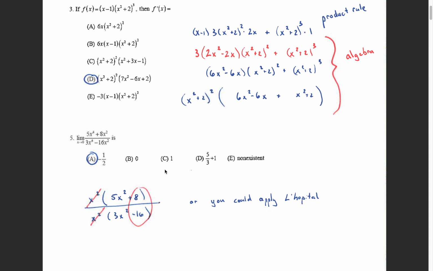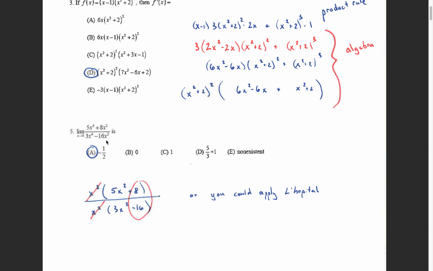Number 5, I'm looking for the limit as x goes to 0. In this case, you can either factor out an x squared, and then those x squareds are going to cancel, and then you can plug in 0 and just get 8 over negative 16. Or you could apply L'Hopital. Remember, L'Hopital is taking the derivative of the top and the derivative of the bottom. And again, you can't always do that, but you can do it when there's an indeterminate form, like infinity over infinity or 0 over 0. So if you take the derivative of the top and the bottom, I guess you're going to end up taking probably 2 derivatives, and then you can end up canceling. But algebra is always the easiest.